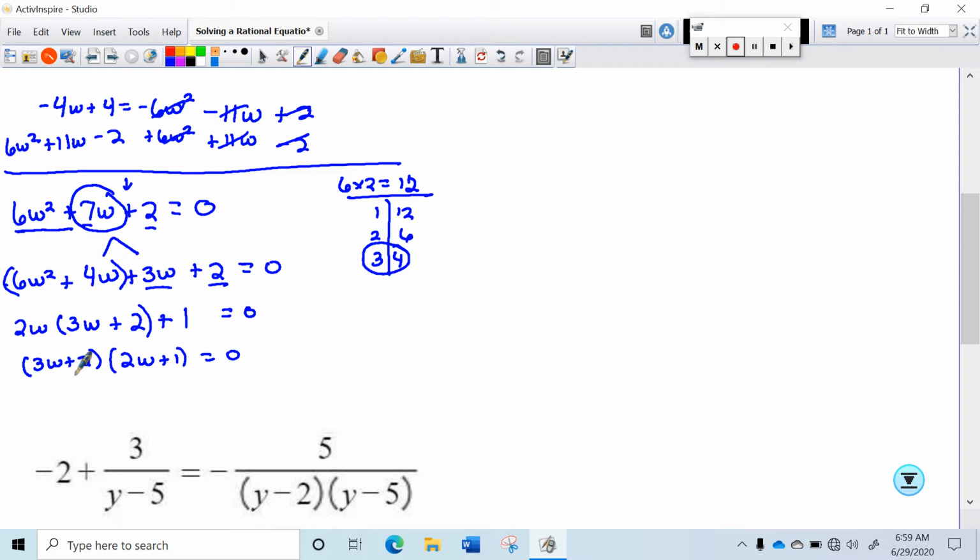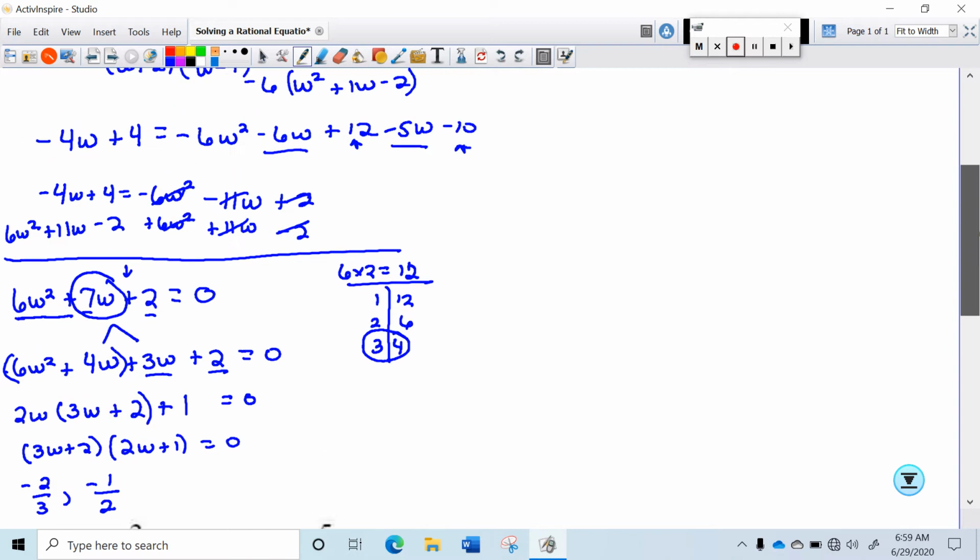Now we need to take the opposite of the constant because it equals 0. The opposite of the constant. So the opposite of positive 2 is negative 2, and then anything stuck to the variable gets on the bottom. So negative 2/3. This one, the opposite of positive 1 is negative 1, and anything stuck to the variable gets stuck on the bottom. So we have negative 2/3 and negative 1/2.